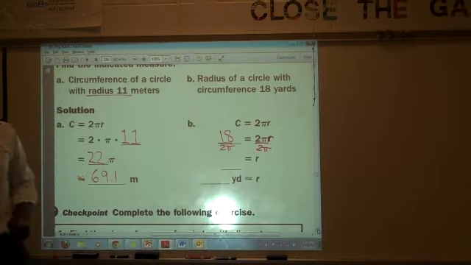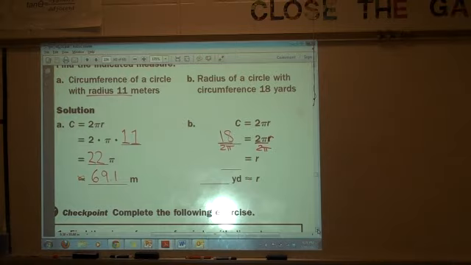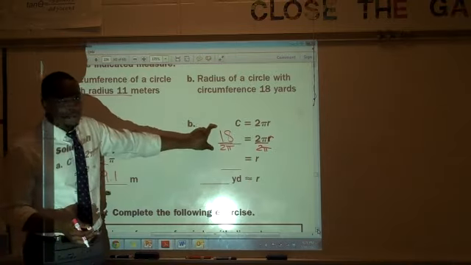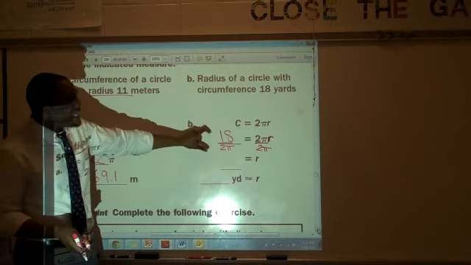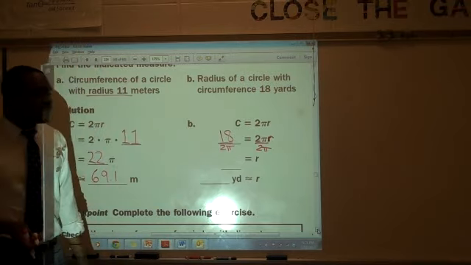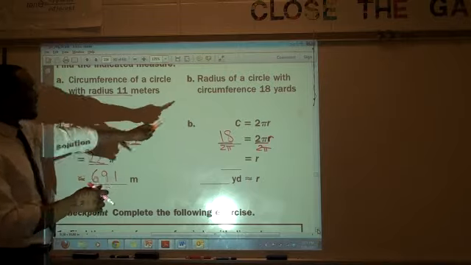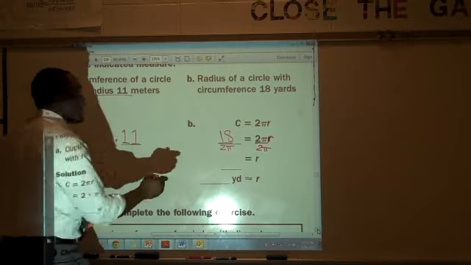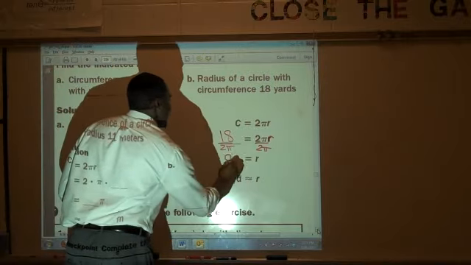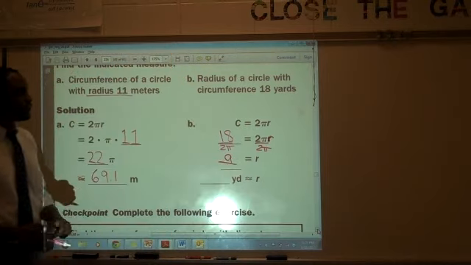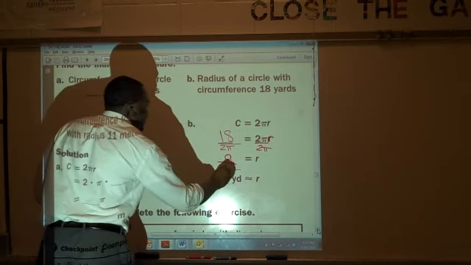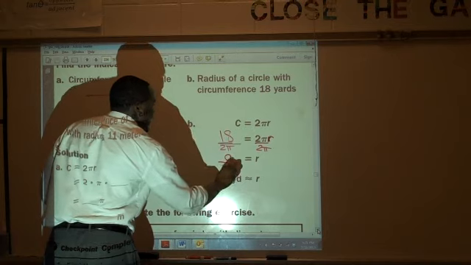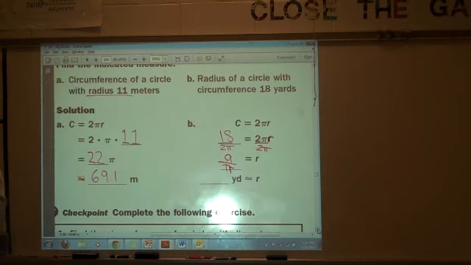Now, pay close attention. Now I have 18 over 2 pi. I'm going to need to simplify this. Well, I know 18 divided by 2 is 9, so I can simplify that. Now I have 9 all over. I have to leave that pi on the bottom because it was in the bottom of our fraction before. So now I have 9 divided by pi. 9 divided by pi equals r.